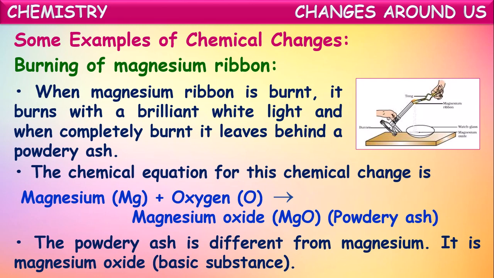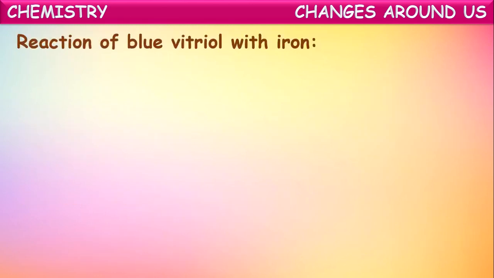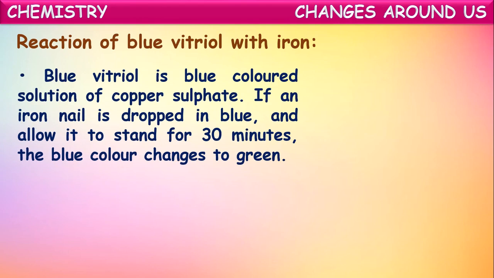The new substance formed is magnesium oxide. One more example, let us see. Reaction of blue vitriol with iron. Blue vitriol is a blue colored solution of copper sulfate. Copper sulfate is a blue colored crystalline substance. If it is dissolved in water, it forms a blue colored copper sulfate solution.